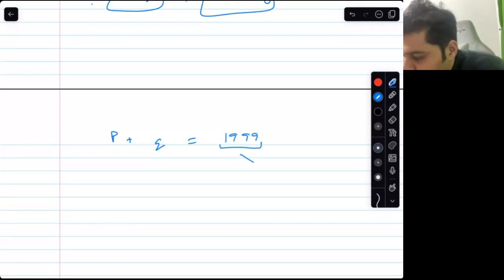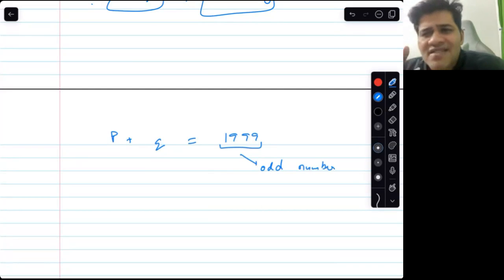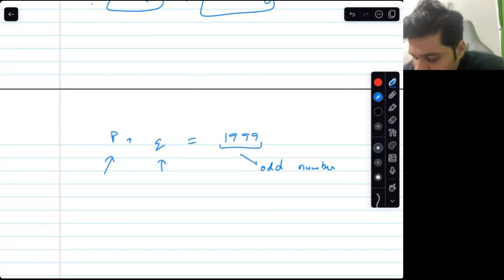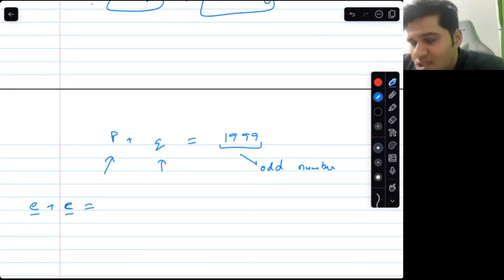This is an odd number. And when is the sum of two numbers odd? If the sum is odd, what does that tell me about P and Q? So let's meditate about that. The sum of 2 even numbers is equal to what? An odd or an even? If I add 2 even numbers, do I get an odd answer or an even answer?